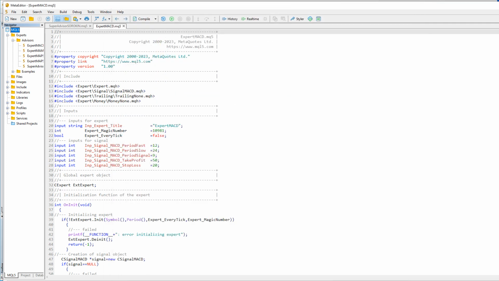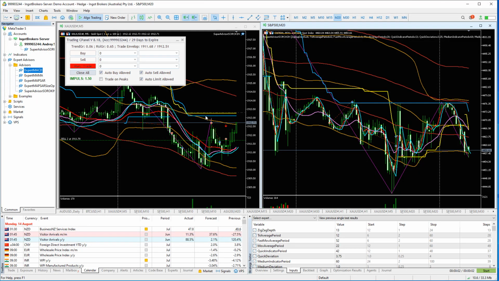When you've done this, before you do anything else, you need to switch on algotrading. This is a triangle. If it's like this, then algotrading is switched off. You need to turn the algotrading triangle on.